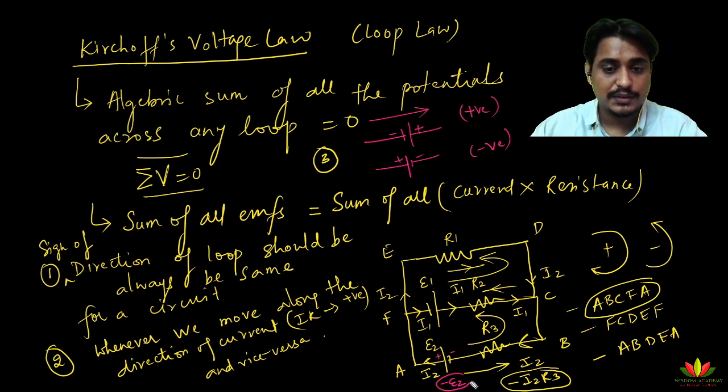This is only for loop A, B, C, F, A. I'm talking only about this loop ABCFA. Similarly, if you come here, I'm moving from positive.